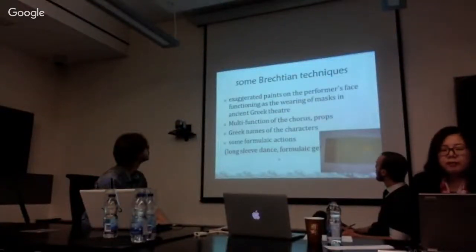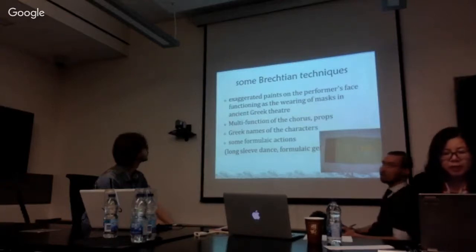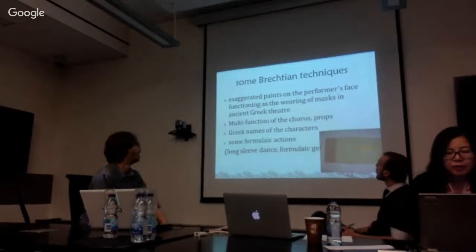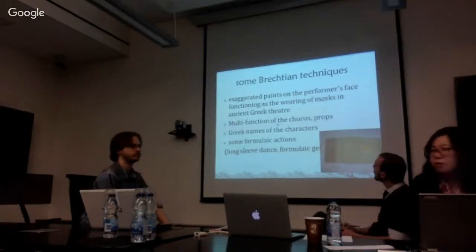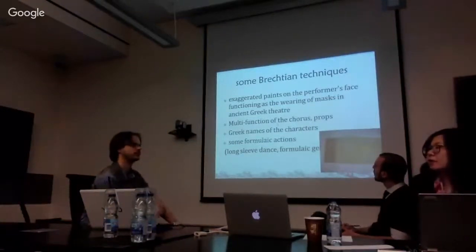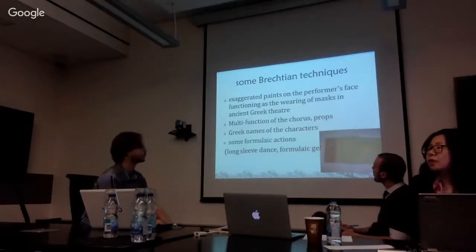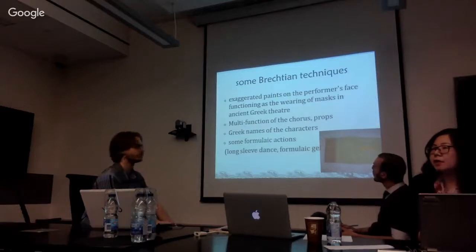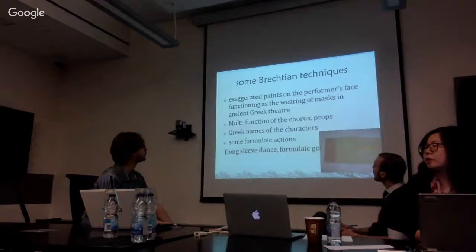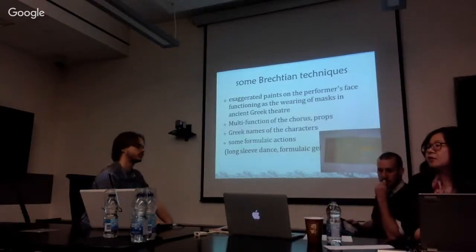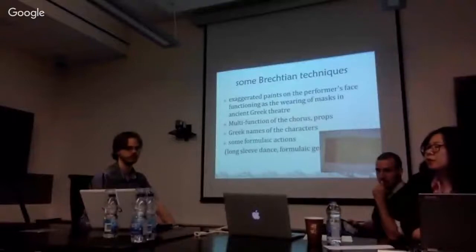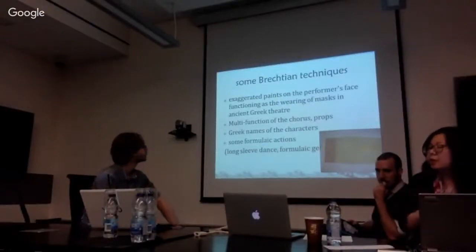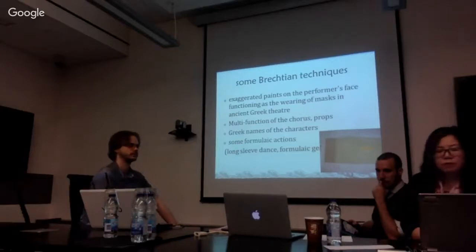With this performance, we can find the application of some Brechtian techniques, such as the exaggerated paints on the performers' faces, functioning as the wearing of masks in ancient Greek theater. Secondly, we can find the multiple functions of a chorus. In this performance, we can find various functions of the chorus. Sometimes they serve as a chorus similar to Greek drama, to introduce the general plot, the background information, or even some prediction for the fate of the heroes and heroines. And sometimes they can serve as characters in the opera.